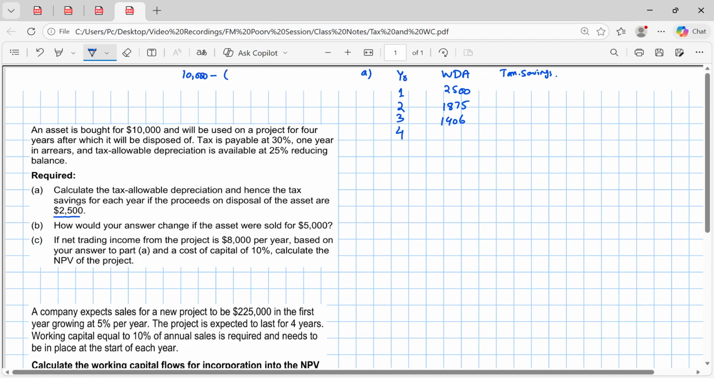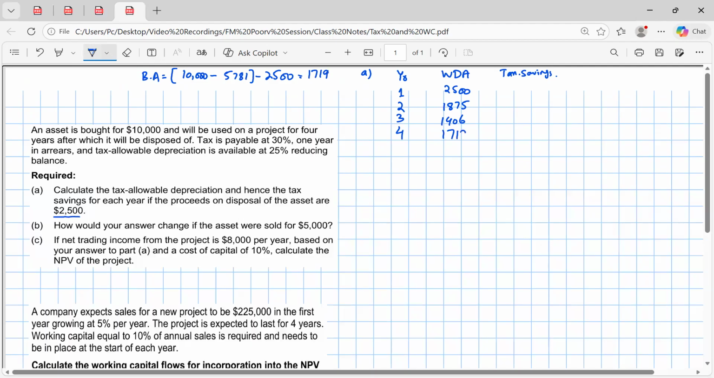And what is the total claimed WDA, the one that you have already claimed? Add all these three. 5,781. 5,781 less the scrap value. The scrap value is 2,500. How much will it be? 1719. So it is positive, so it means that it is a balancing allowance, and on balancing allowance, you get the tax relief. Okay, 1719.